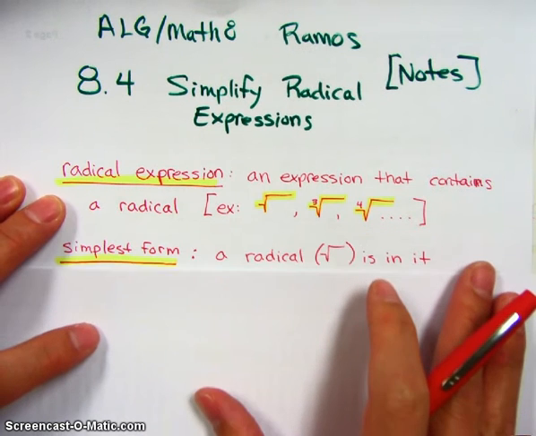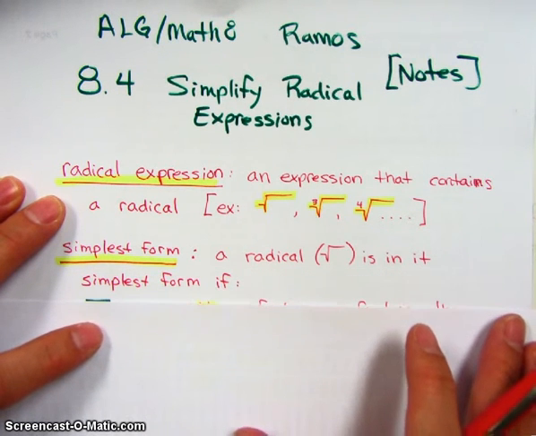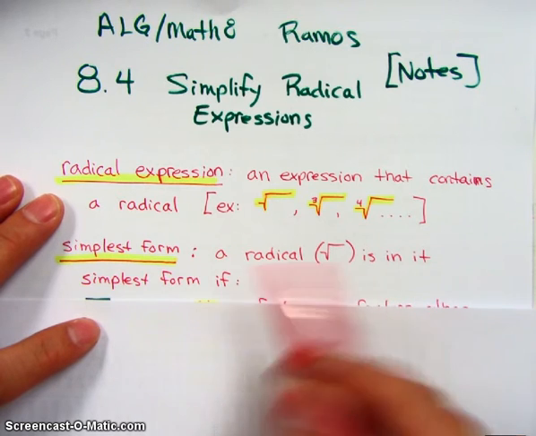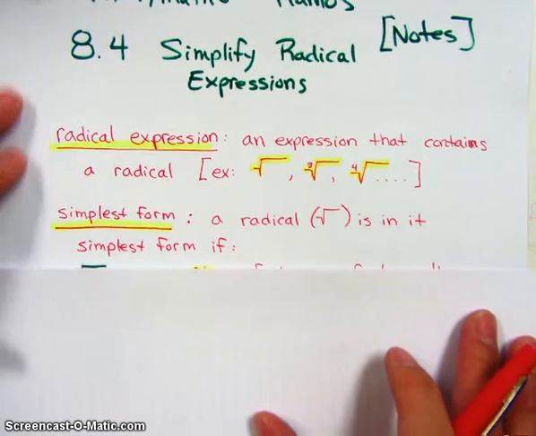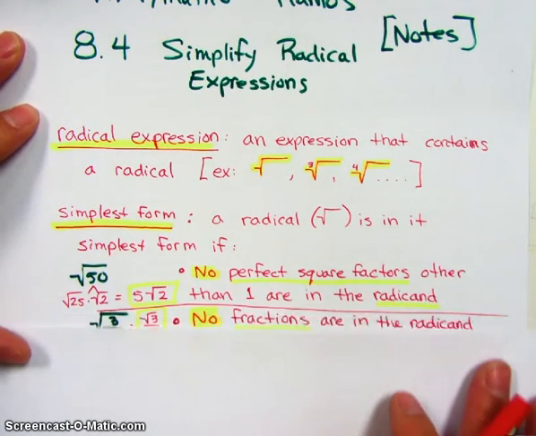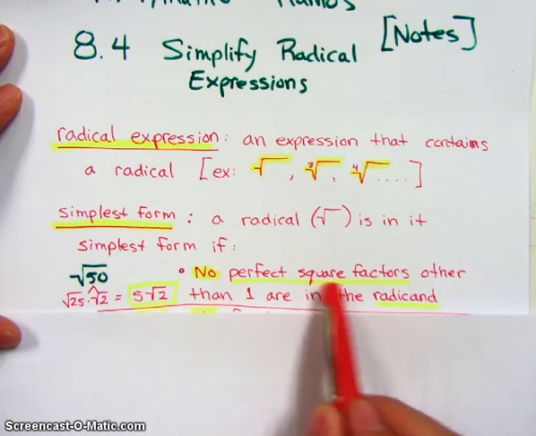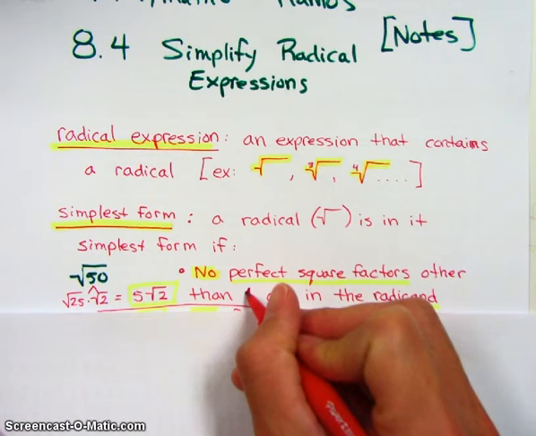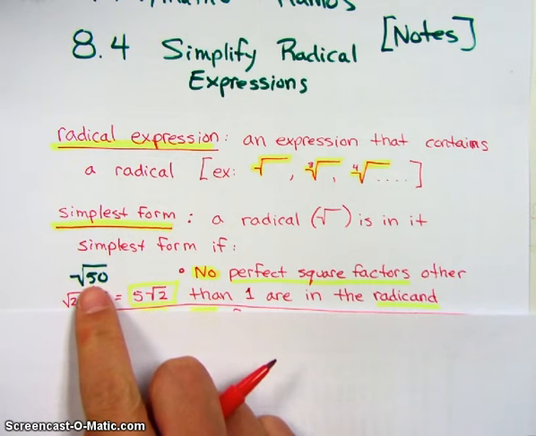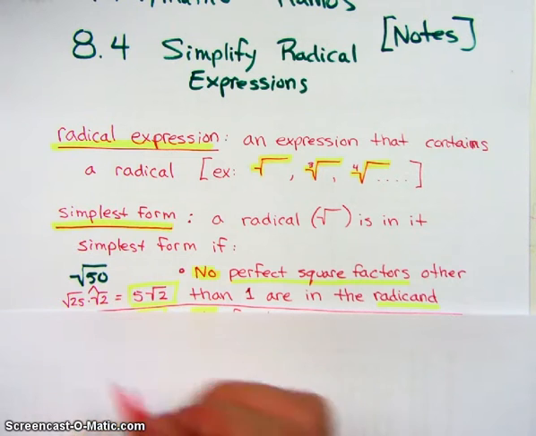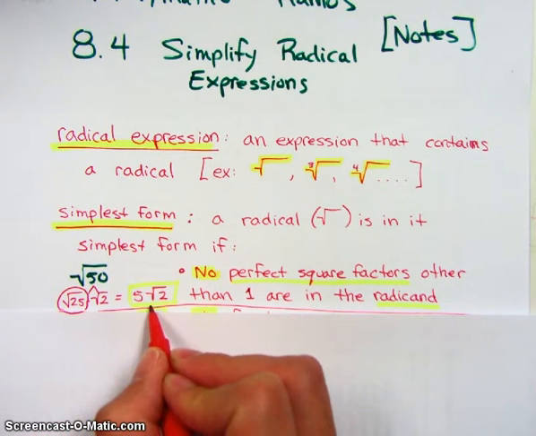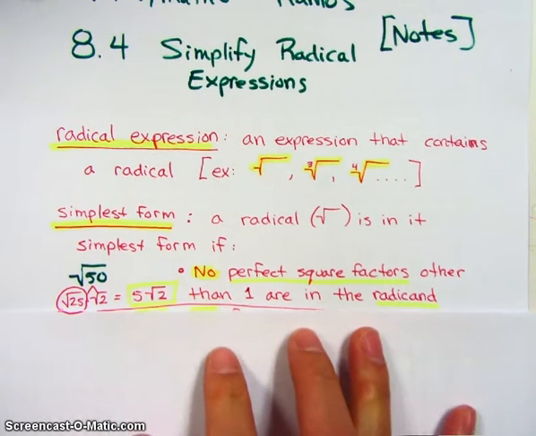All right. The other word you need to know is called simplest form. A radical, like that, is in its simplest form if there's 3 different ways that you can do that. 1, no perfect square factors other than 1 are in the radicand, inside the radical symbol. So for instance, over here, square root of 50. I know that 50 could be made up of 25 times 2, and 25 happens to be a perfect square, right? And so that will be simplified over here, and I'll show you how to do that later.